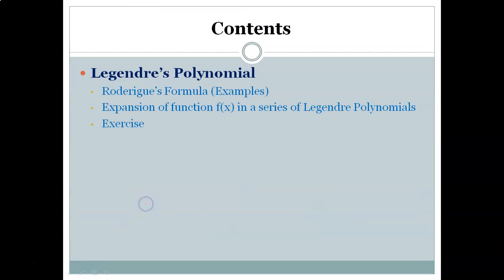In this lecture, related to Legendre polynomial, we will discuss some examples related to Rodriguez formula and expansion of a function f(x) in the series of Legendre polynomials, and a short exercise is given for your practice. Rodriguez formula we have already derived in the earlier lecture, and certain examples we have solved related to Rodriguez formula.